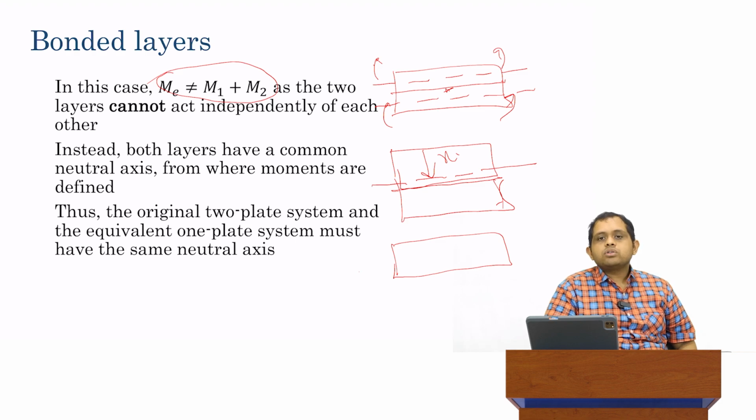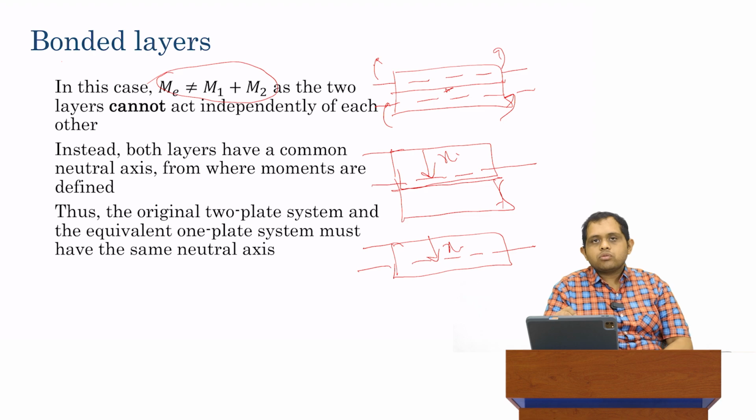gives me the same amount of displacements and the same amount of stresses as the original system, then what I will have is my equivalent plate is going to have some thickness, but more importantly, it's going to have the same depth of the neutral axis as the original system, where depth is being measured from the surface. That is the fundamental assumption. Well, it's not an assumption, that's actually the fundamental corollary which comes out of a bonded layer system.